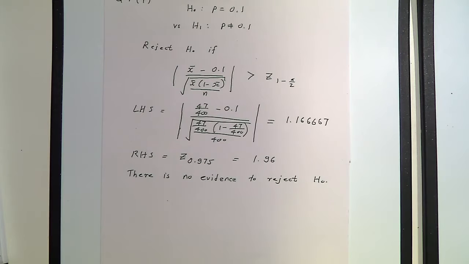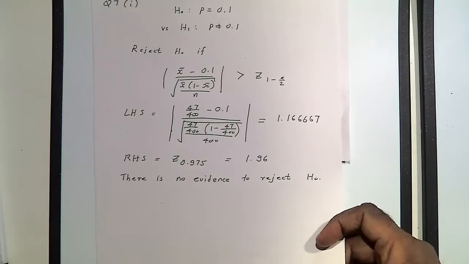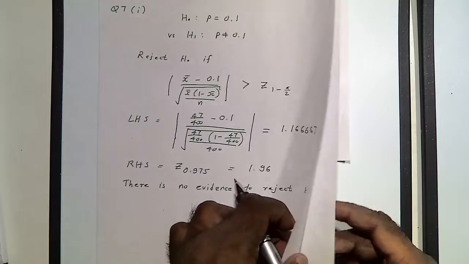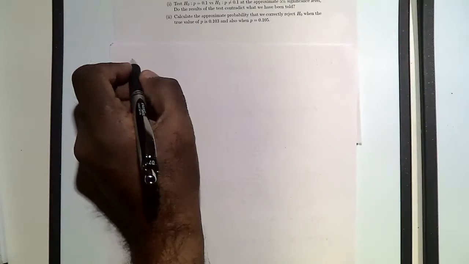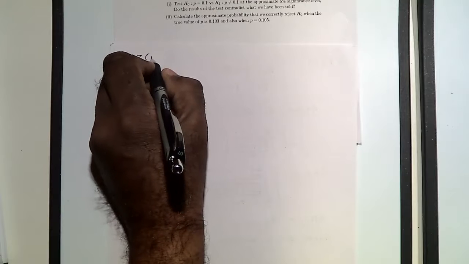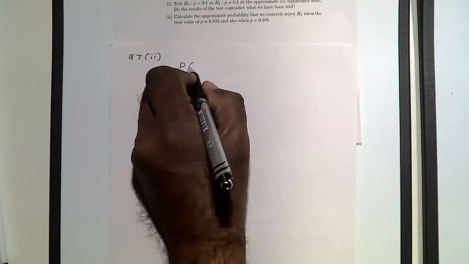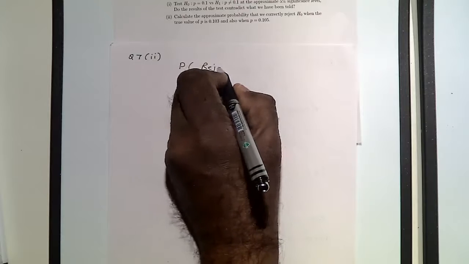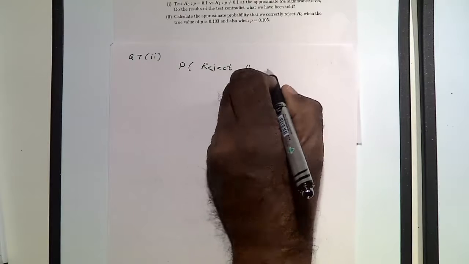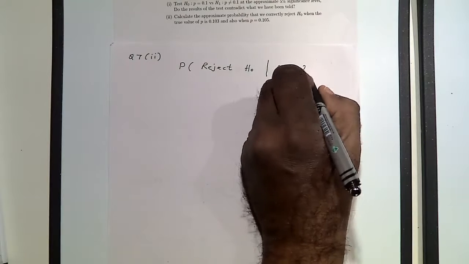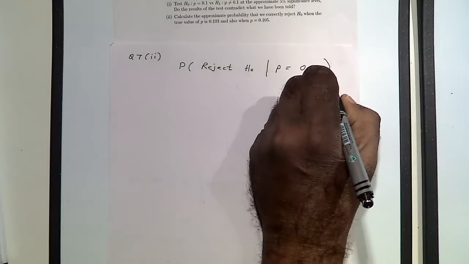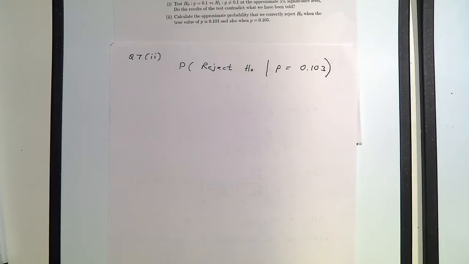Right, part 2 of question 7 is similar to what we did earlier, right? So part 2 is asking you to find the approximate probability that we correctly reject H0 when the true value of P is this or this. So we want to reject H0 when P, so let's say take it to be 0.103, right? Similar for the other one, right?